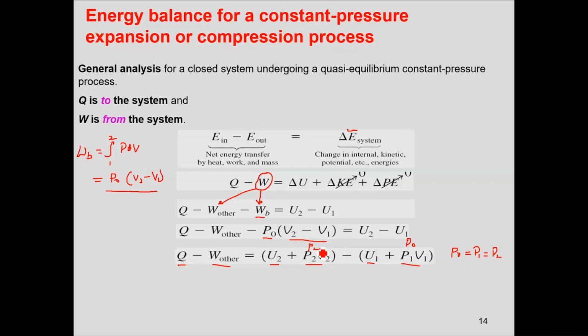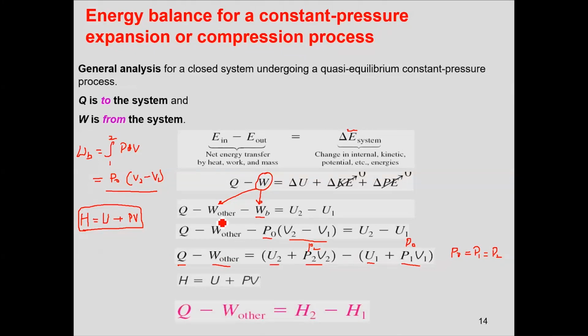Clear enough? Yes, sir. By default, you know the combination property, enthalpy, is nothing but internal energy plus the flow work, which is PV. So H equals U plus PV is a combination property which we have already discussed and defined. So we can express this equation for a constant pressure process as Q minus W other equals the change in enthalpy of the system. Clear enough? Yes, sir. All right. So I'll stop over here.